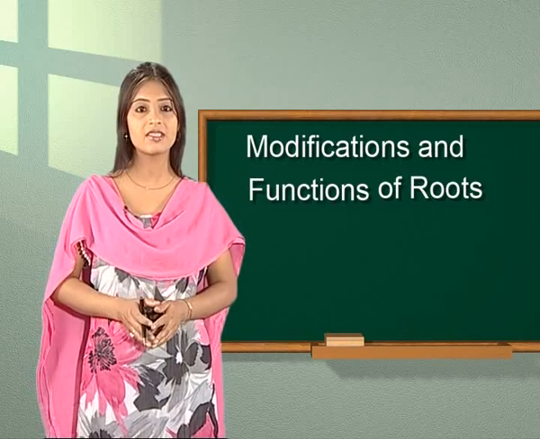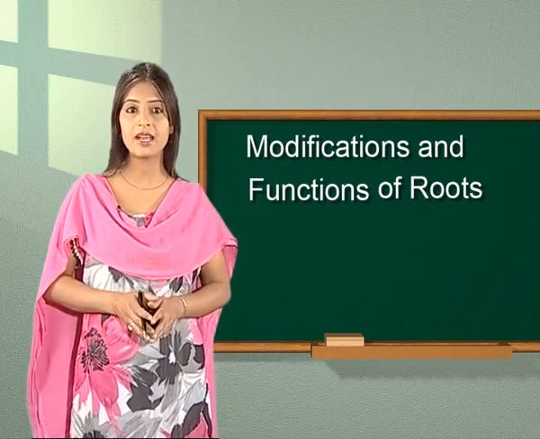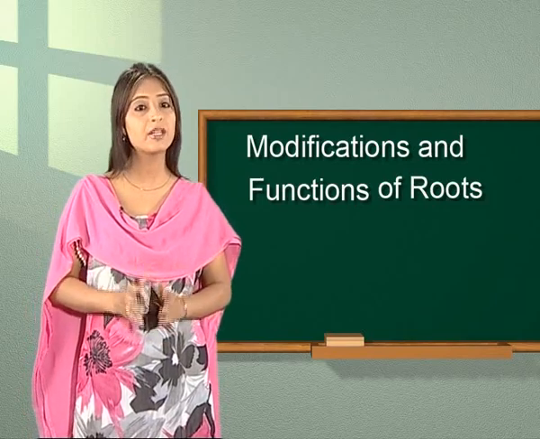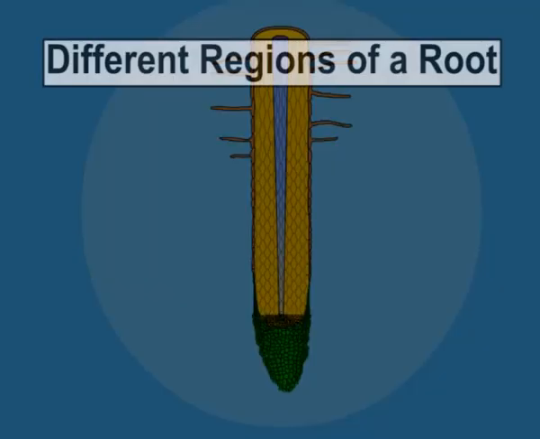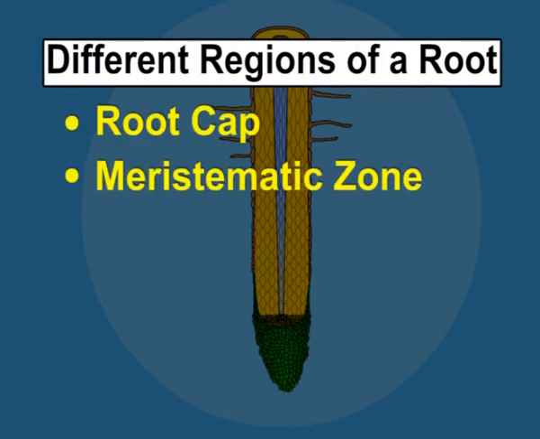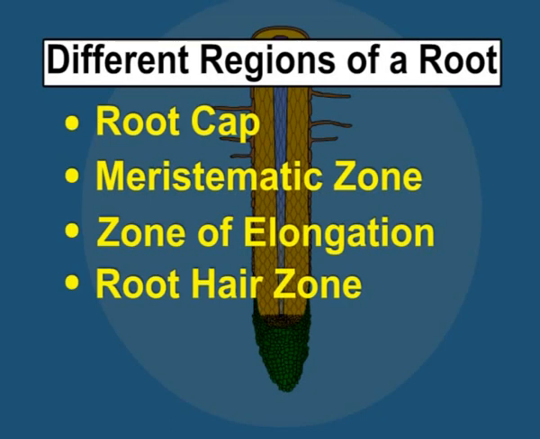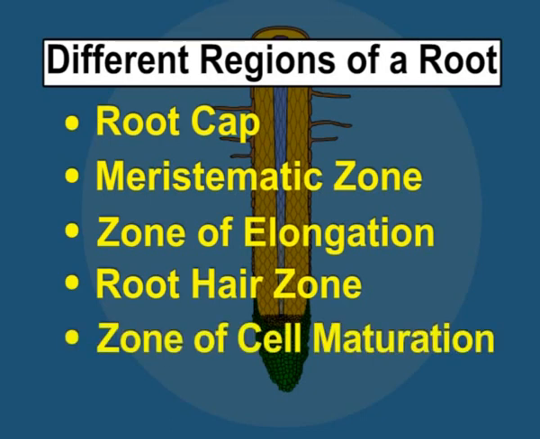Let us study the different parts or regions of a typical root. Different regions of a root are root cap, meristematic zone, zone of elongation, root hair zone, zone of cell maturation.